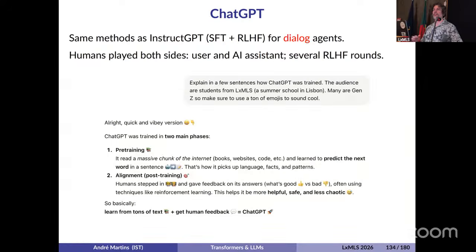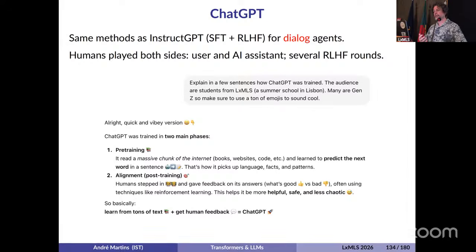And ChatGPT was just a continuation of that, right? So it's basically using the same method, but now for a dialogue agent, where humans played both sides during annotation. They played the user side and they also played the AI assistant side. And they did several RLHF rounds of this, okay? So preferences go a long way, right?